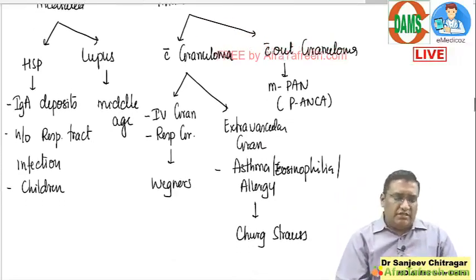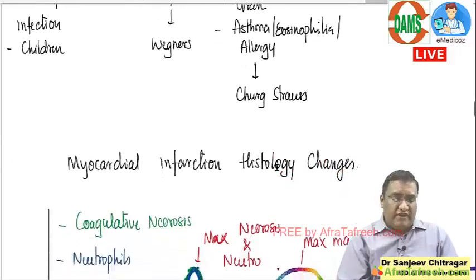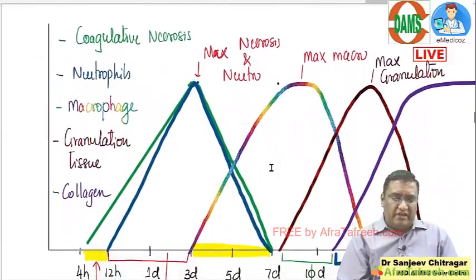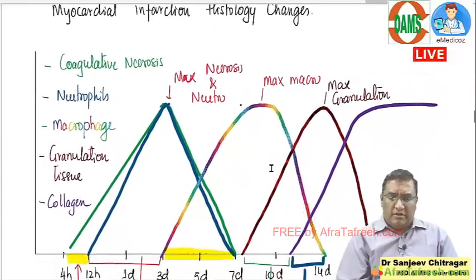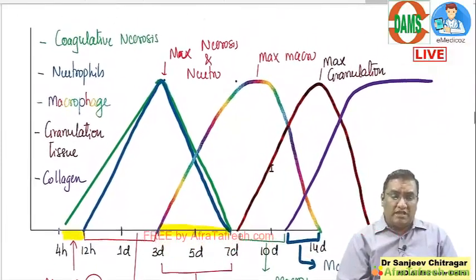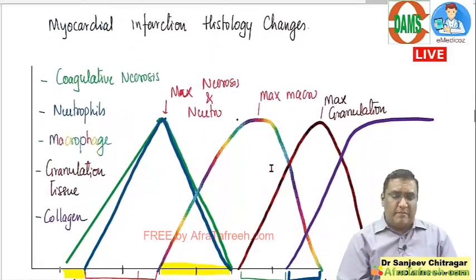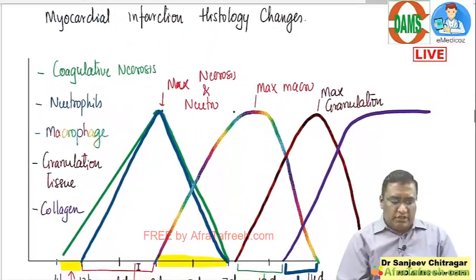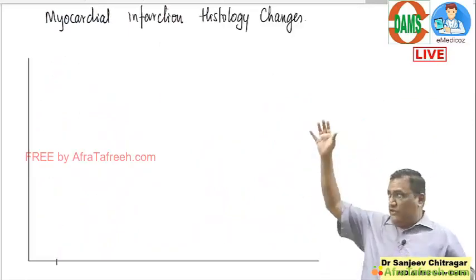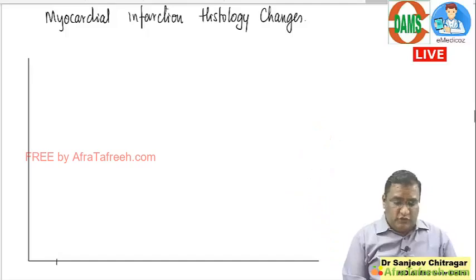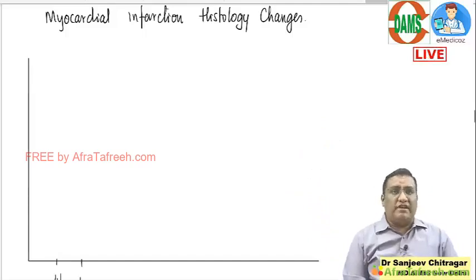Next, histological changes in myocardial infarction. So now look, although classically we try to teach in a different way, I'm going to give you how the examiner is going to ask the question. Histological changes in MI I am discussing now. Let me draw a graph here so that it becomes easier for us to understand, and also where clinical vignettes will come.